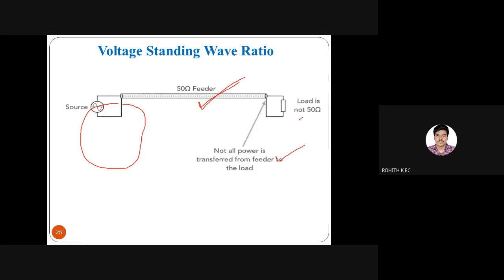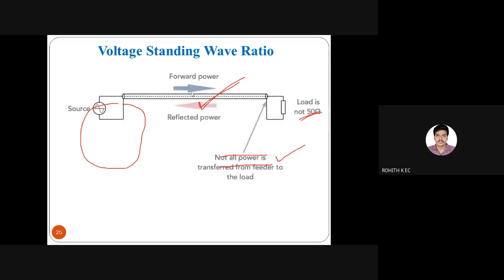However, if load impedance is not equal to 50, not all the power is transmitted to the load or absorbed by the load. Therefore, some power is absorbed and some power is reflected. So we will have forward power and reflected power.